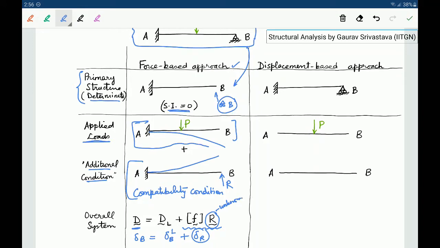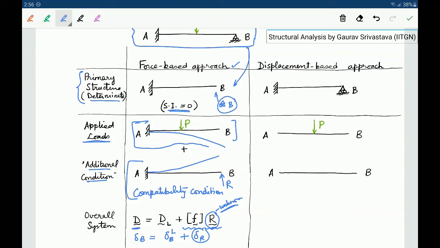And once we solved R, we were able to calculate all the other forces or moments of the beam. So in this case the force R was the main unknown. We find the force first, and then we are able to analyze the rest of the structure. So this is a force based approach.